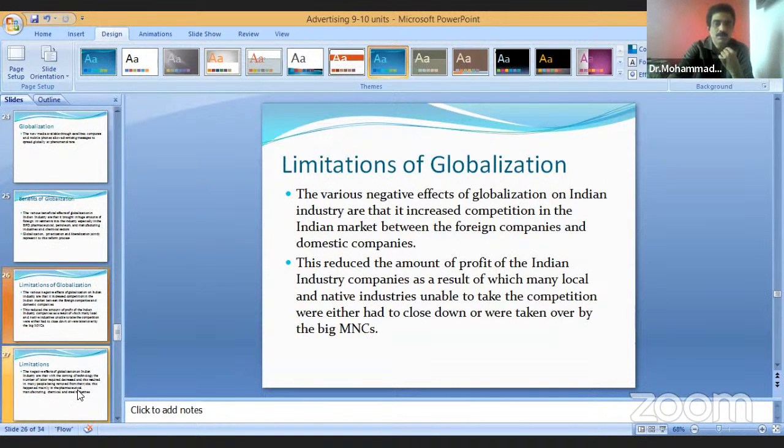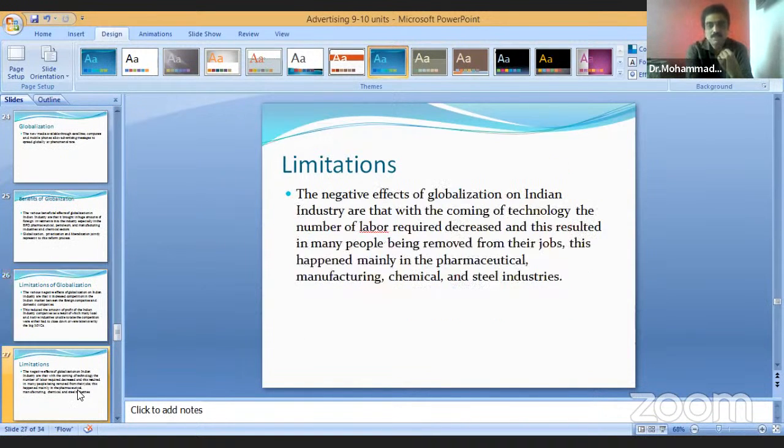So it's available. What are the limitations? The negative aspects of globalization on Indian industry are that with the coming of technology, the amount of labor required decreased, and this resulted in many people being removed from their jobs. This happened mainly in the pharmaceutical, manufacturing, chemical, and steel industries.